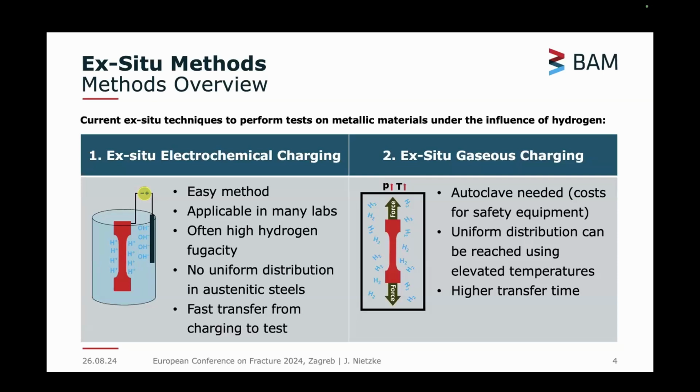So we pre-charge the specimen. And a second simplification could be that we, instead of gaseous hydrogen, for example, use electrochemical charging.